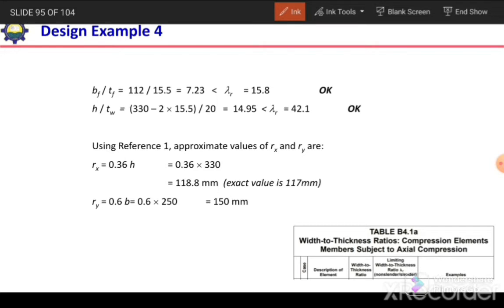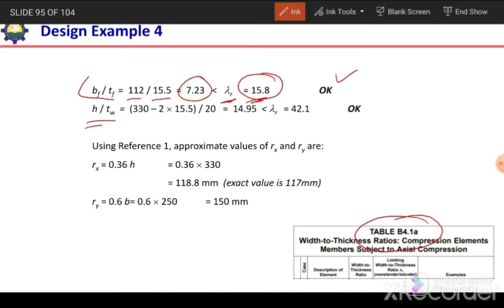Okay, after selecting the section we need to perform the local stability check for web as well as flange. For flange it is bf over tf, so bf is 112 and tf is 15.5, so it comes out to be 7.23 and it should be less than lambda r, which is 15.8. We can use this table and select the corresponding value for lambda r, and it is 15.8 for A36 steel. So 7.23 is less than 15.8, it means it's okay. The flange of the channel section is not a slender element.